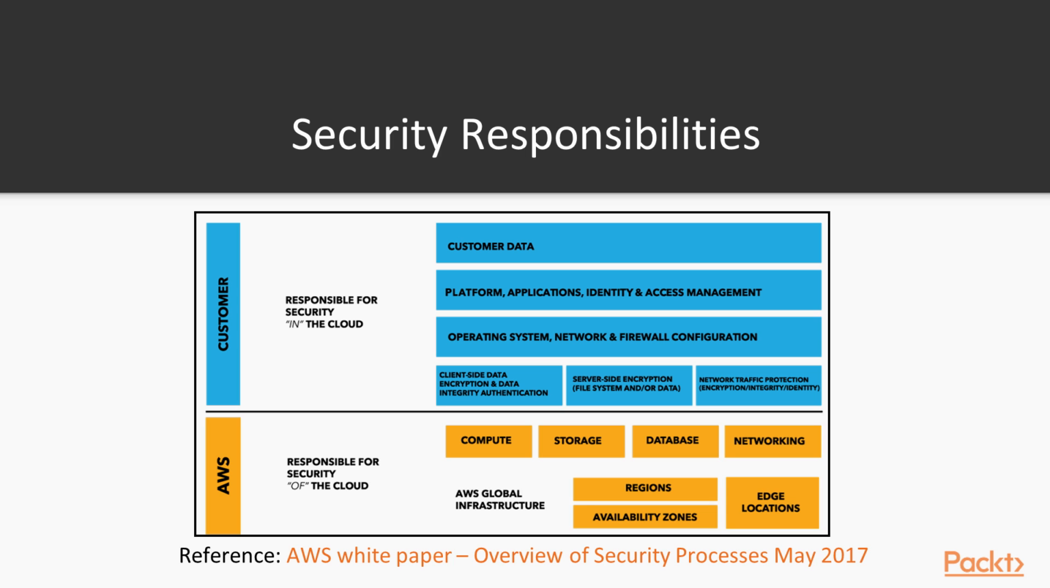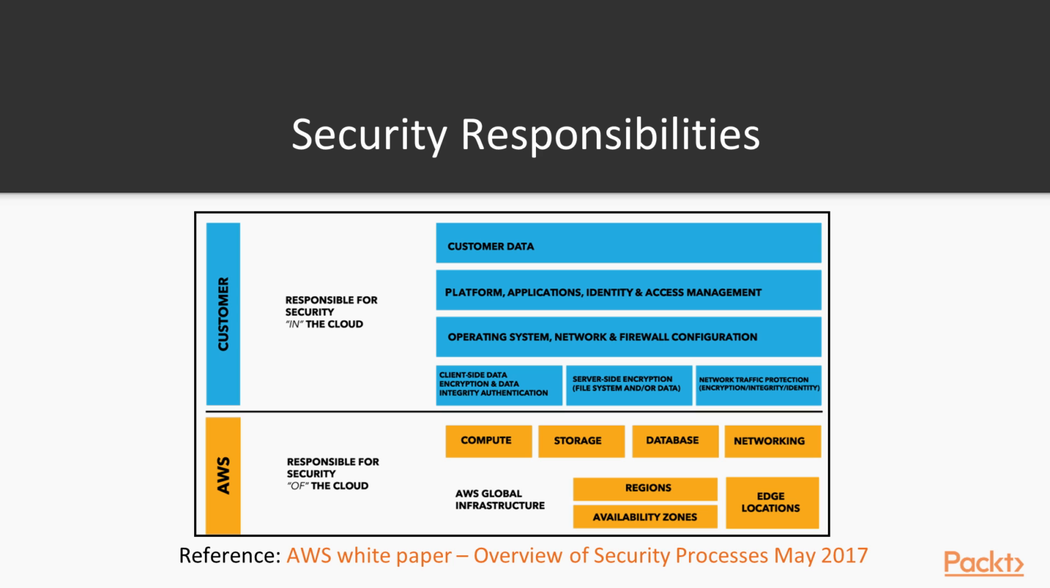This is a diagram of the AWS shared security responsibility model. It shows what AWS is responsible for and what you as an organization are responsible for. For example, you should not check in your AWS keys into a GitHub public repo. And yes, this has happened before in the past. So it's really your responsibility to ensure that the keys are secure and your data is encrypted.